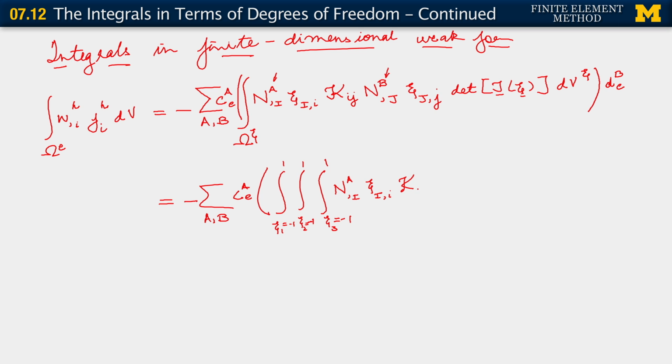Kappa ij, well, it depends. If we have something with uniform conductivity or uniform diffusivity, it would be a constant, but we are not restricted to that. This thing could potentially be a function of position, and because we know how to write the physical position as a function of xi, that too will be a function of xi, the kappa.